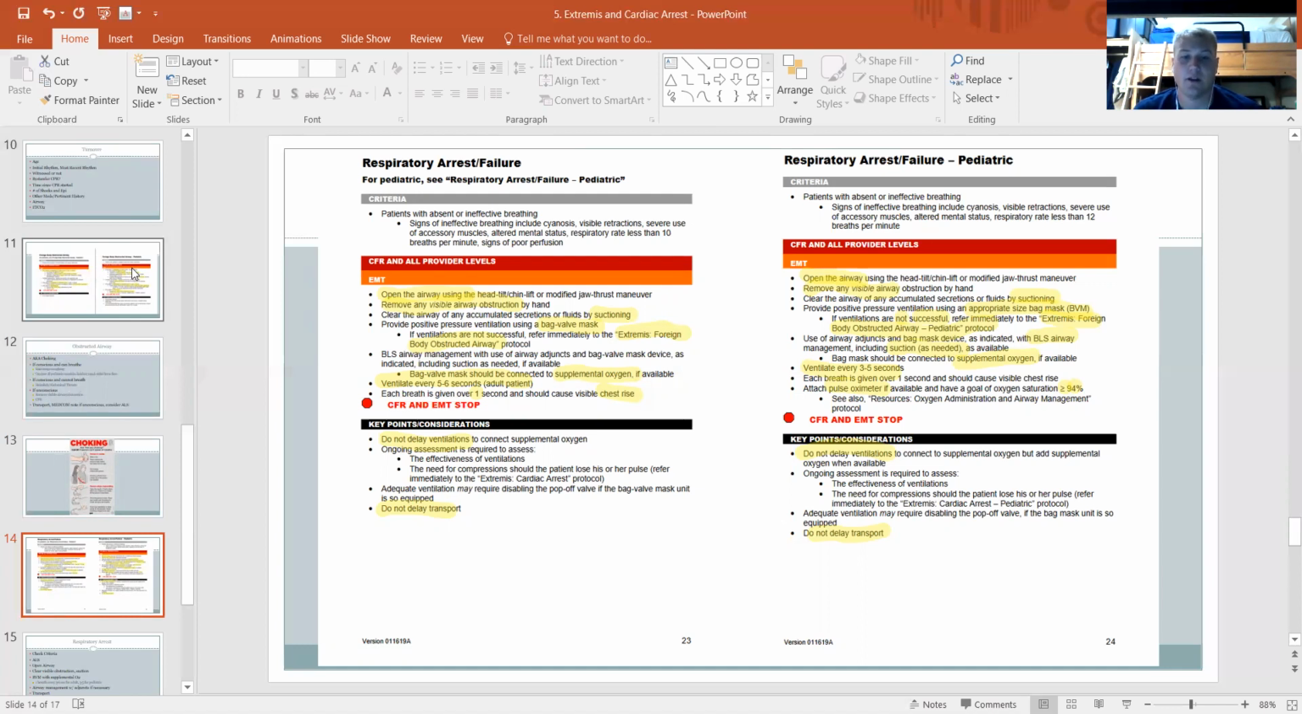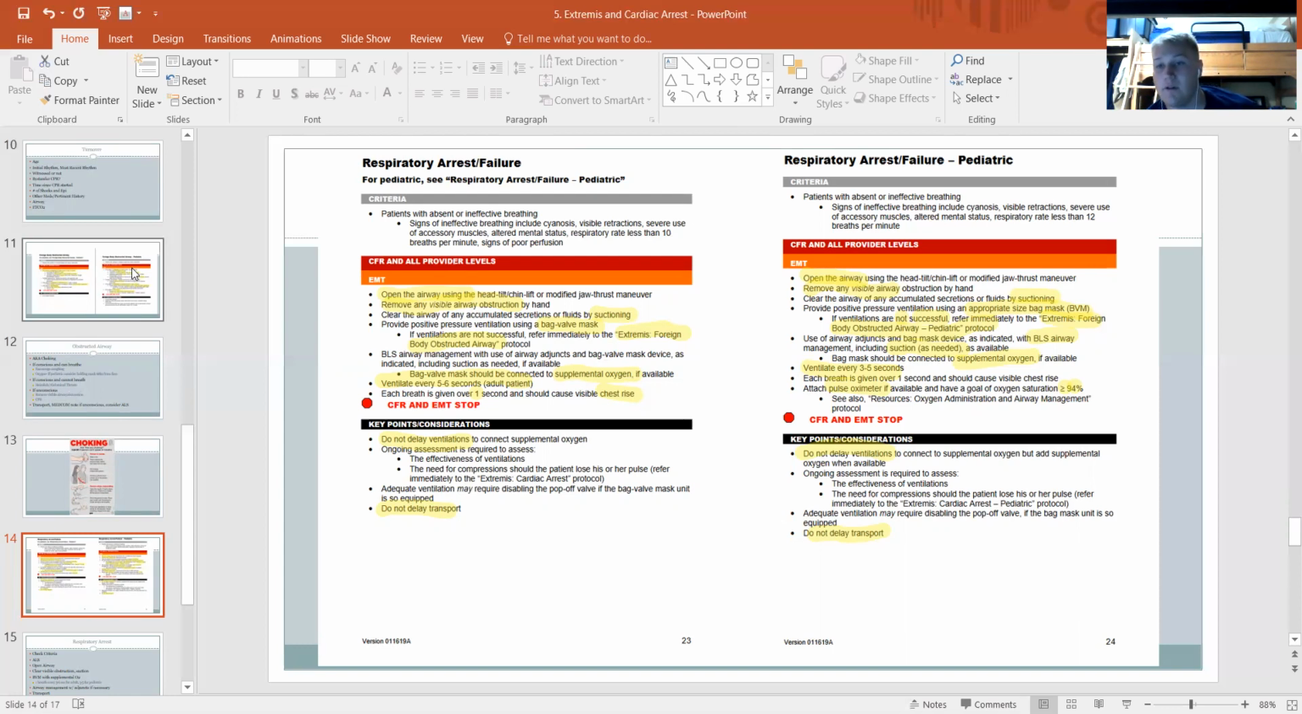So to provide care, you're going to open the airway using head tilt, chin lift, or modified jaw thrust, depending on whether or not you suspect a trauma. Remove any visible obstruction by hand. Clear the airway via suctioning, and then provide positive pressure ventilation using a BVM. If ventilations are not successful, then you would begin following the choking protocol for an unconscious person, so you begin CPR.